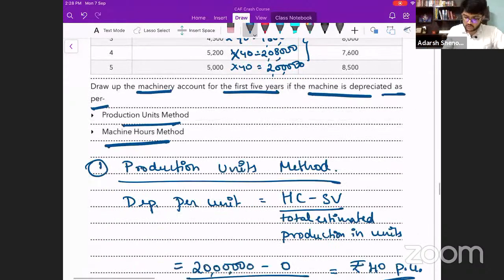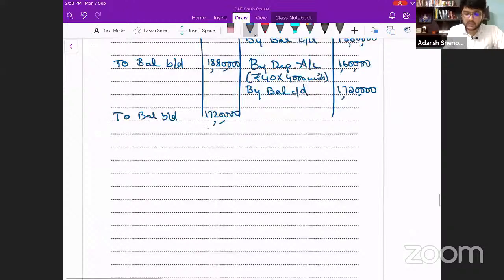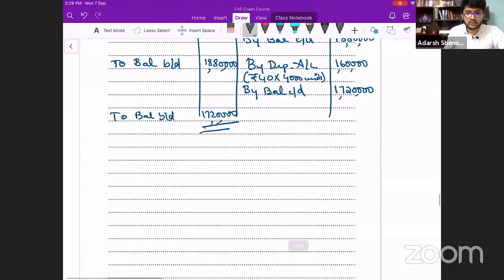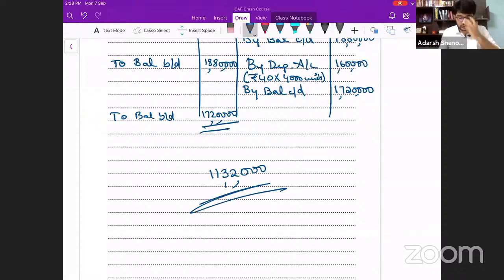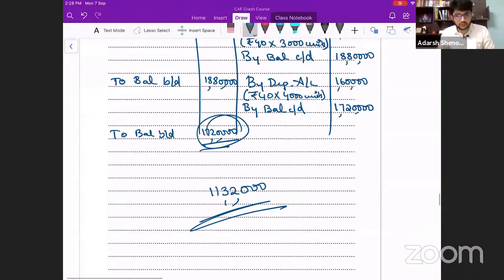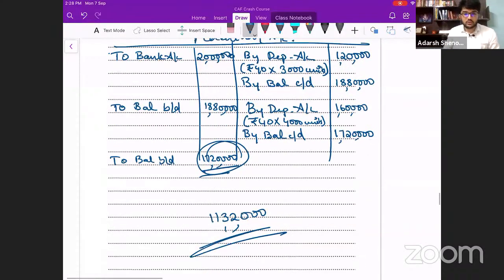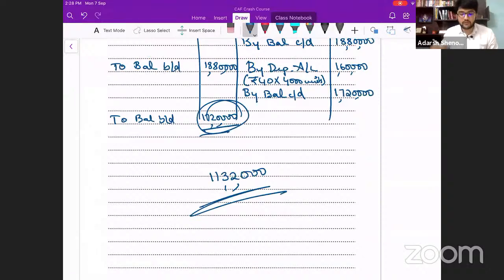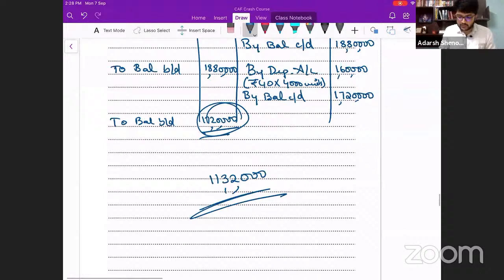Yes. So 17,20,000 minus 5,88,000. That is your final answer. The last year's book value must be 11,32,000. All I did was this amount minus the 3 years' depreciation. You should get this book value at the end, after 5 years. This is homework. I think you can do it. Very simple. Every year, just keep charging depreciation.